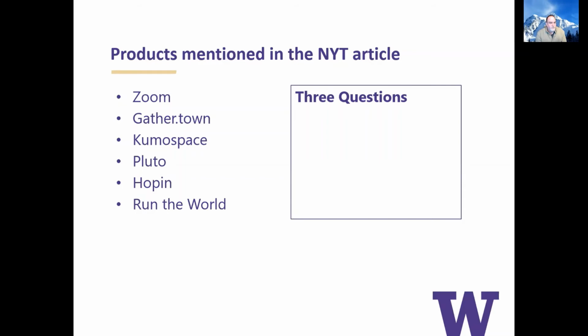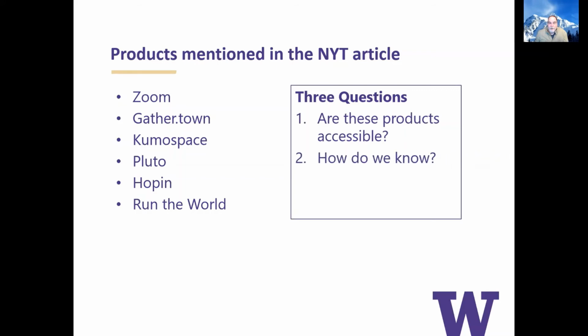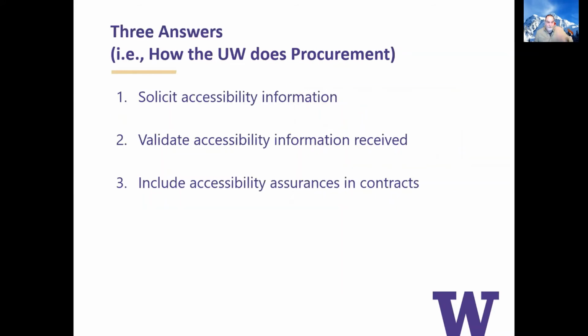And so there's questions that we need to ask whenever we're presented with new software in the higher education setting, right? We all use these tools or tools like them in our everyday work. And we need to ask some questions about those, like, are these things accessible or not? How do we know that they're accessible? And then finally, if they aren't, what are we going to do about it? And there's a variety of answers.